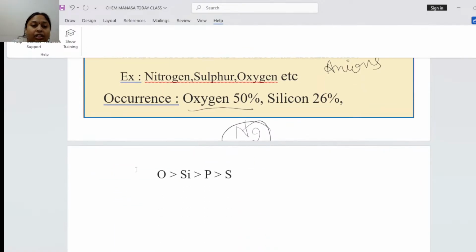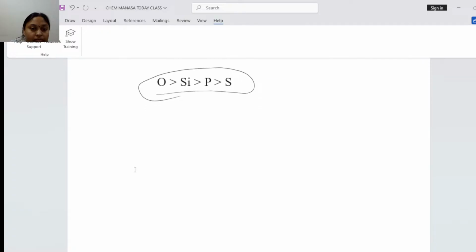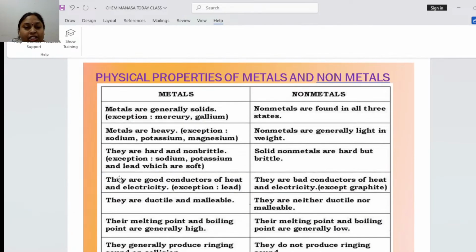In order, we have oxygen, silicon, phosphorus and sulfur. This is the availability. And in the atmosphere, the most abundant non-metal is nitrogen. Now we will go for the next one: physical properties of metals and non-metals.